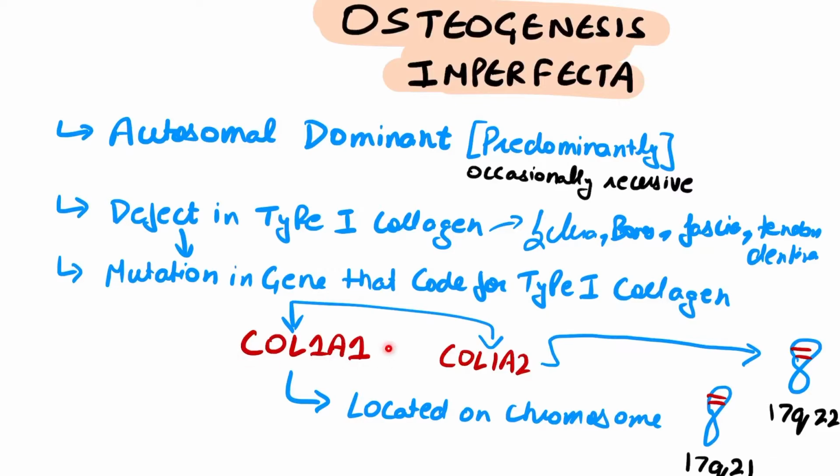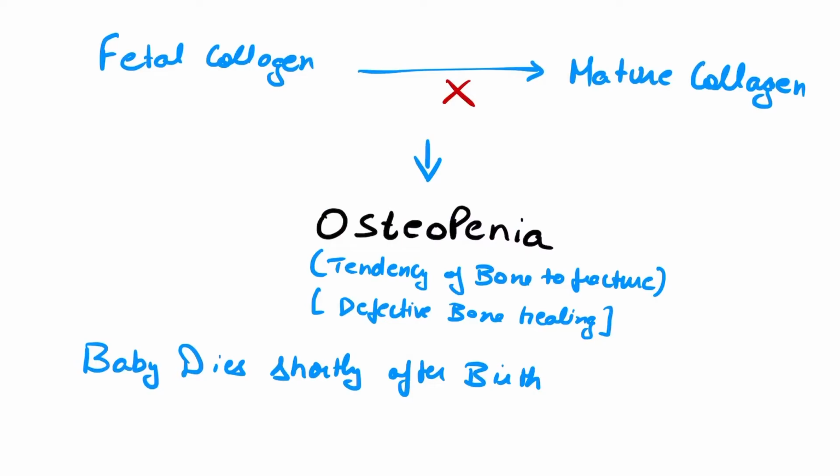COL1A1 and COL1A2. These two genes are present on chromosome 17. COL1A1 is present on 17q21, and COL1A2 on 17q22. A2 on 22, A1 on 21. Osteogenesis imperfecta occurs because the fetal collagen fails to mature, which leads to osteopenia.